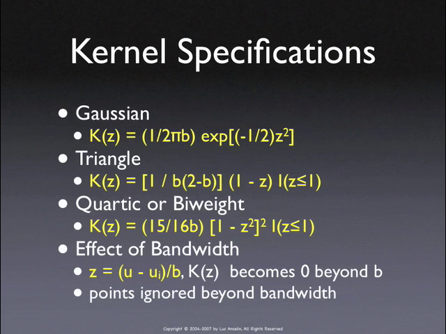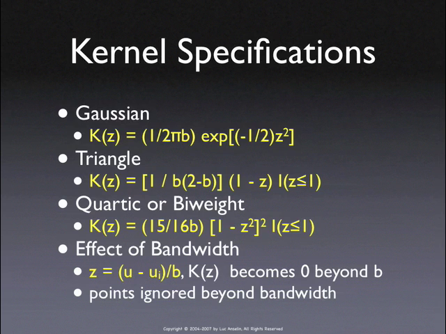Both of these have cutoffs. This one, the quartic, is by far the most popular. The Gaussian one, or the normal one, is different because the bell shape is infinite. So every point gets a weight. But of course, the points that are far away get very tiny weights. And for all practical purposes, they're excluded as well.